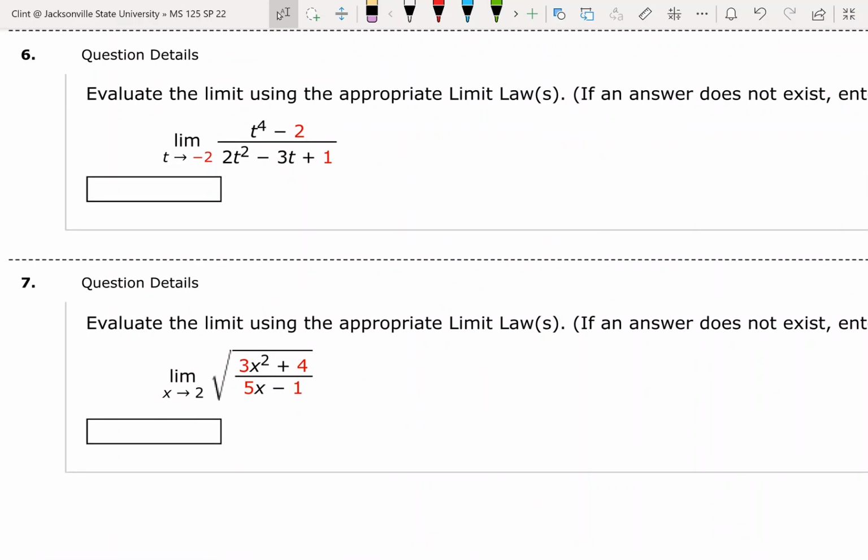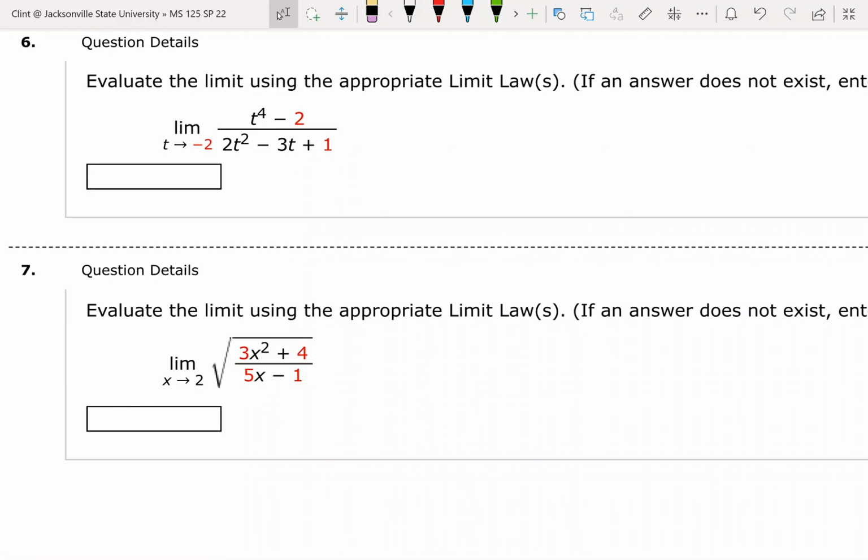Number 6. Evaluate the limit using the appropriate limit laws. I'm not going to make you break it down into every little piece. It's basically just going to be find the limit on one like this, and if you know, you can use the limit laws. So on this one, what's the first thing we should try? Yeah, direct substitution. We should try that.